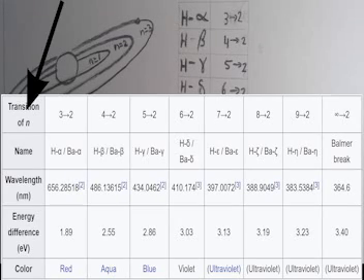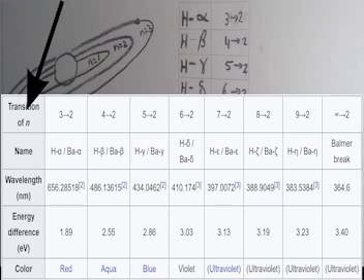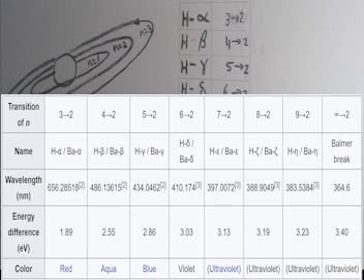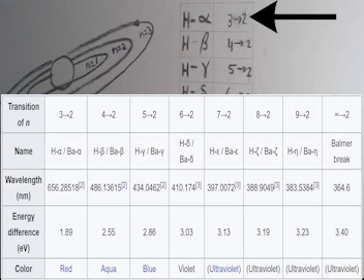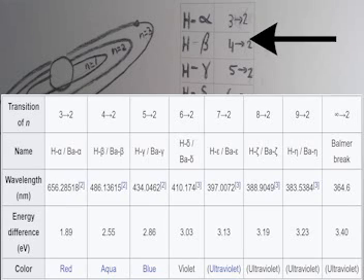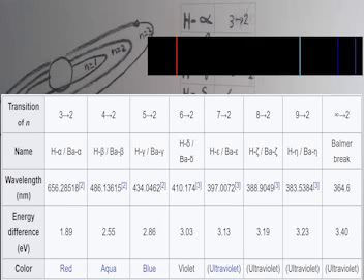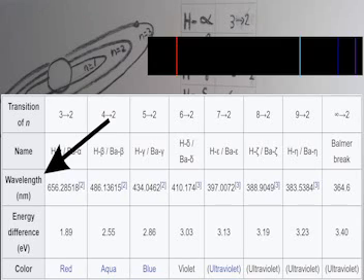N represents the principal quantum number, or the orbit number. The transitions are named sequentially in Greek. H-alpha is the transition from n equals 3 to n equals 2. H-beta is from n equals 4 to n equals 2. The wavelengths in nanometers describe the photon being emitted.